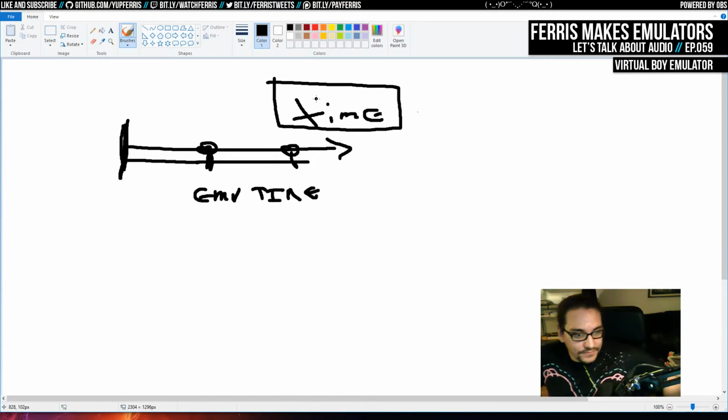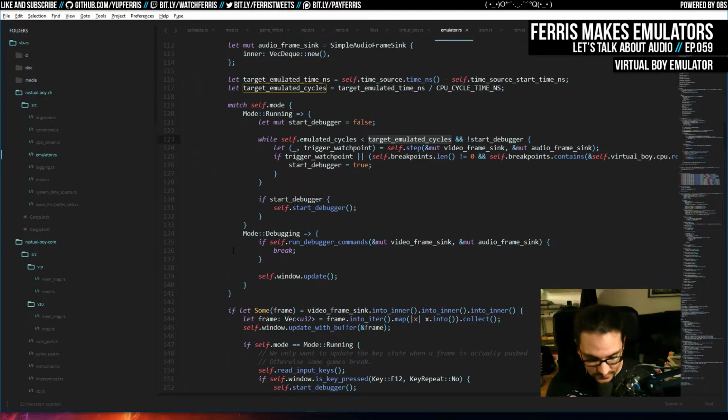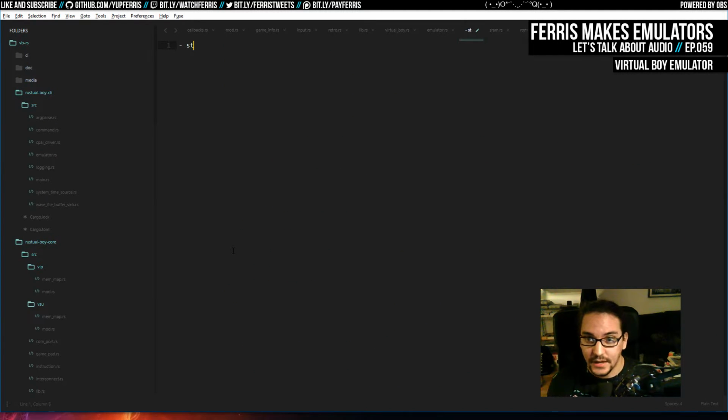So before we decide what kind of time sources there are, we have to enumerate what our options are. I'll actually switch to text for this part. One of them might be system time, which is easy to get a hold of. For example, you could do precise time nanoseconds, which I believe is what we use in the RushOboy front end.